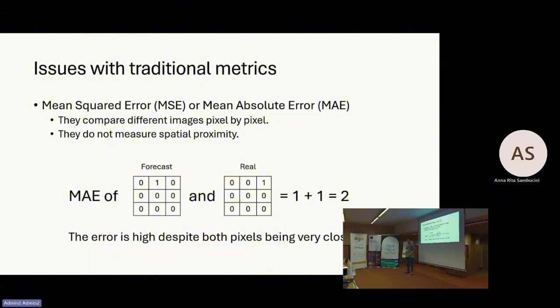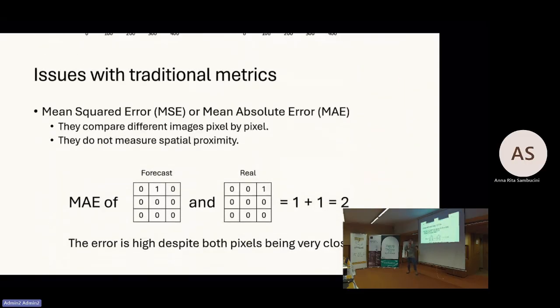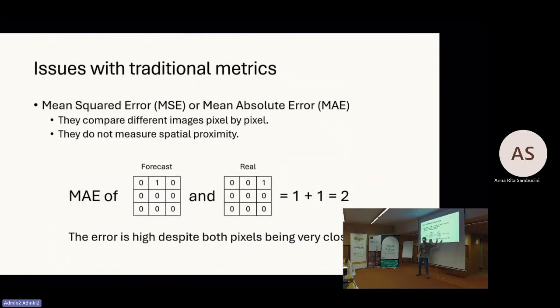What is the problem with this? Traditional evaluation metrics like mean squared error and mean absolute error compare two images pixel by pixel. And what is the problem? Here they are in a very close space, but it's not exact. So the error will be 1 + 1, 2, which is horrible. But as I said earlier, this is not a bad forecast.